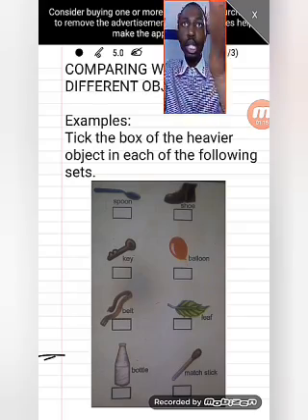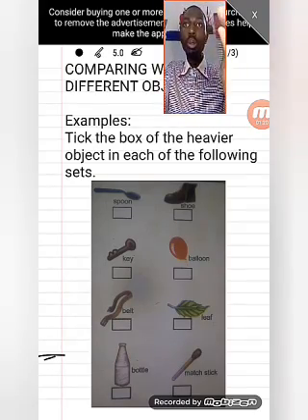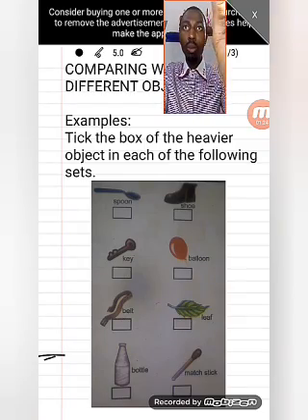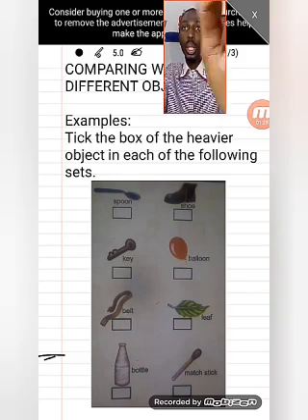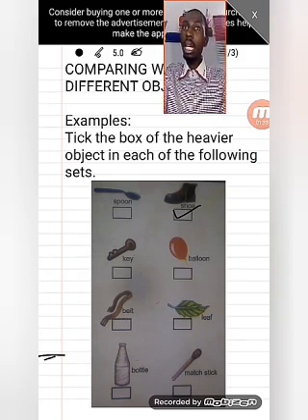The first one says spoon and shoe. You can see the picture, spoon and shoe. Which is the heavier? Looking at it, and knowing what a shoe is and what a spoon is, we know a shoe is heavier than a spoon.